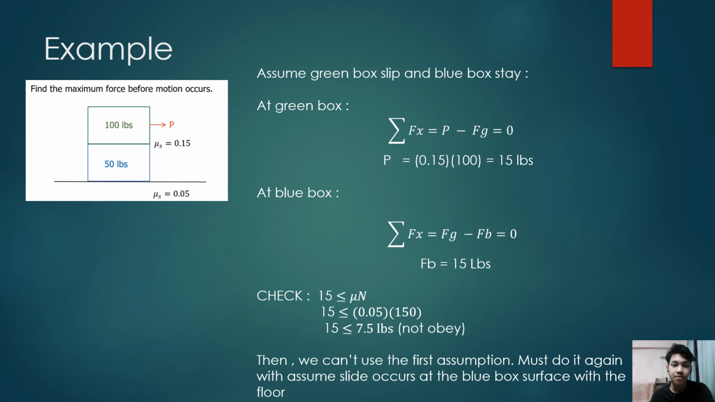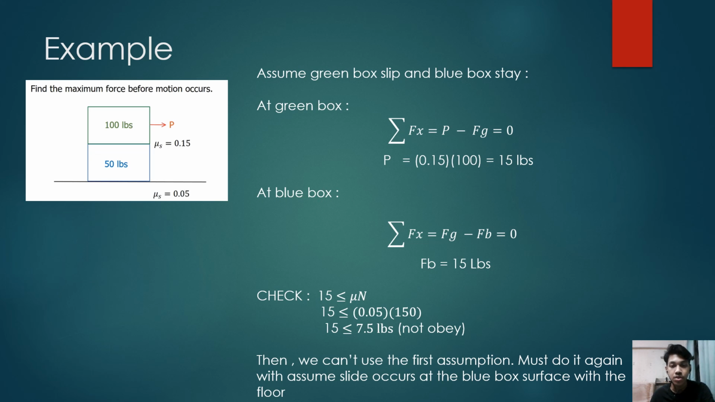For the example, the question asks us to find the maximum force before the motion occurs. For the first one, we make an assumption that the green box at the top slips and the blue box remains. At the green box, the summation of Fx is equal to P minus the friction of the green box, equal to 0. Then we will get P is equal to 15 pounds.